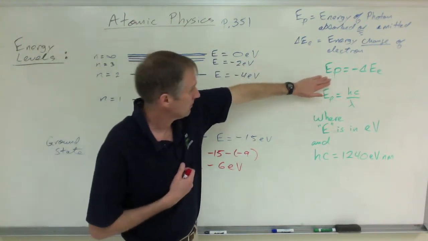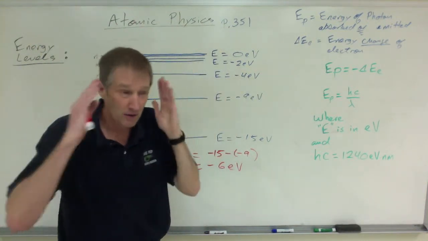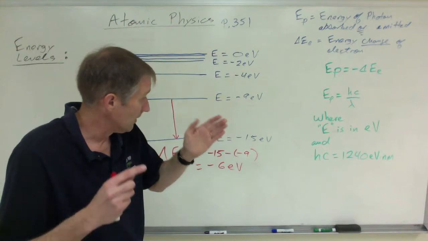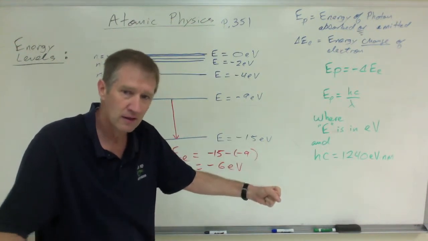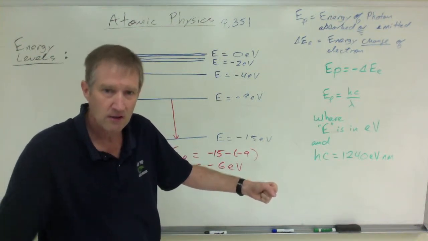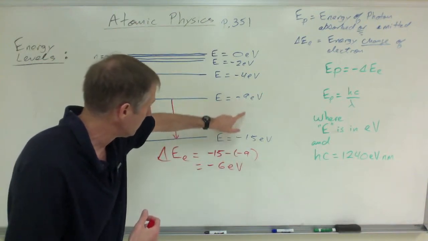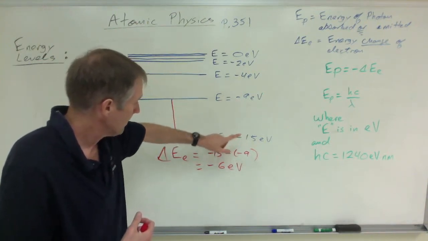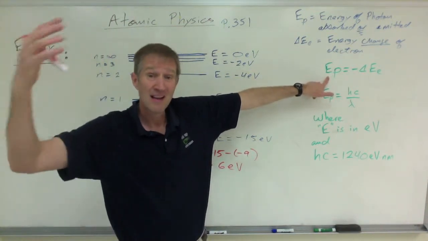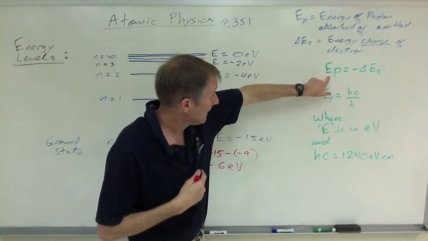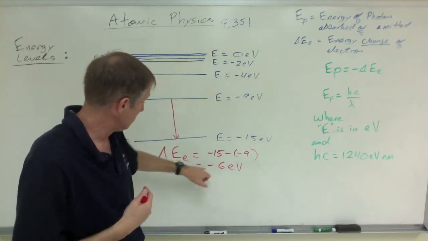Here's your equation right here, it's a very simple equation. And as long as you get into your brain that change in energy of electron equals photon energy. Photon energy equals change in energy of an electron. Change in energy of electron equals photon energy. So this -6, going from -9 down to -15. What's the energy of the photon released? This is where we get light from. Let there be light. Where does the light come from? It comes from this. So that's the change in energy of the electron.